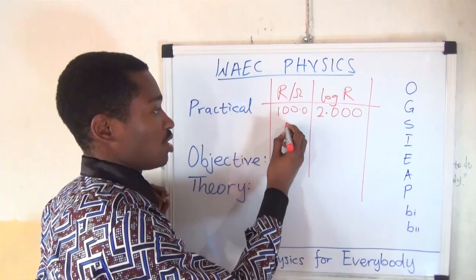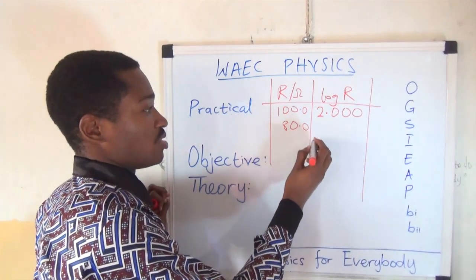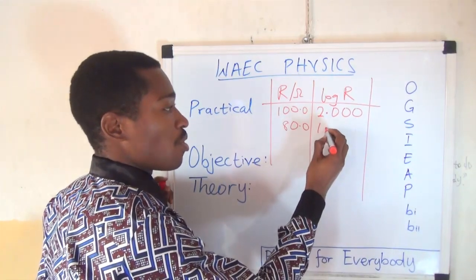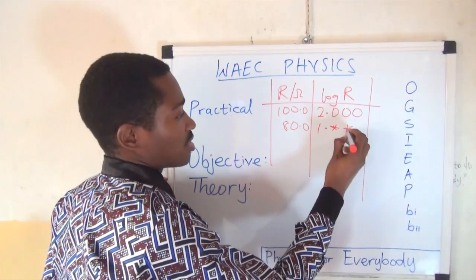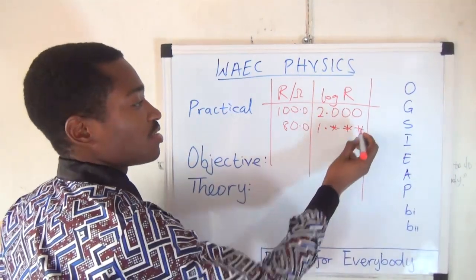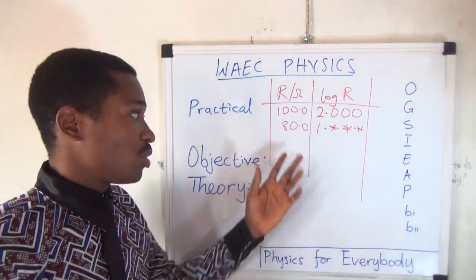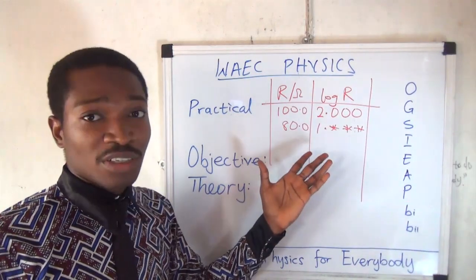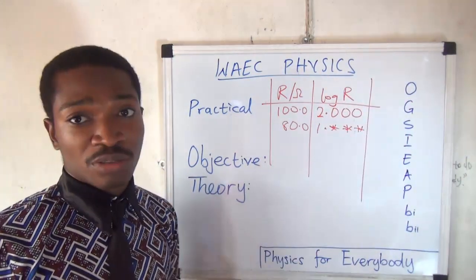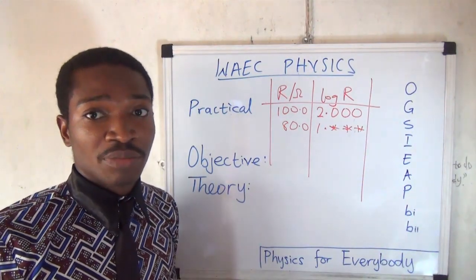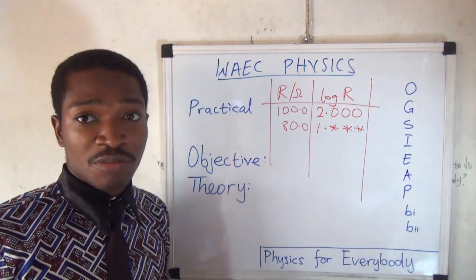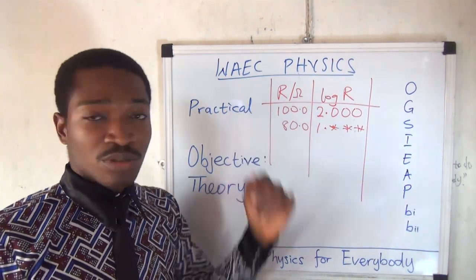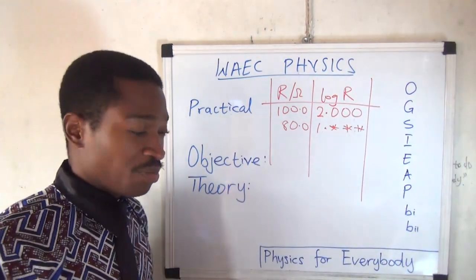So let's assume the second one is 80.0. If you are writing it, you must write it as 1.xxx, 3 significant figures, okay? So when you take log 80, whatever value you have. So that's how you write when you're having logarithm. That is for your observation, okay? So in case you have any problem with the number of decimal places or number of significant figures, write everything to 3. Your graph, make sure you have a big graph.